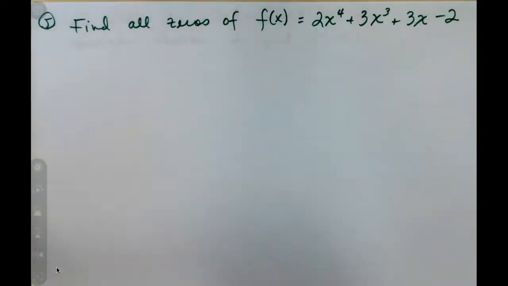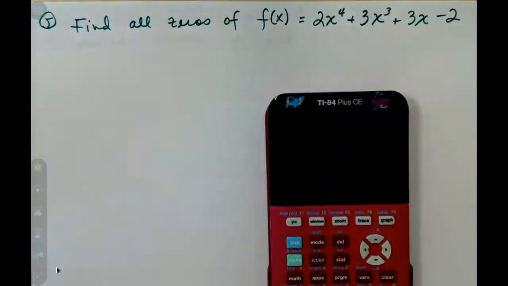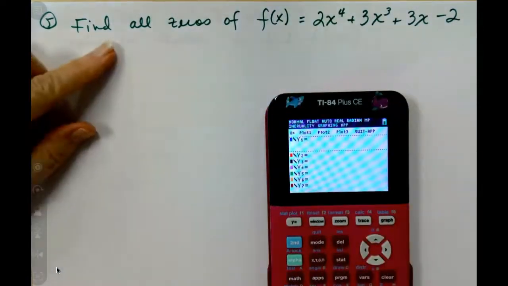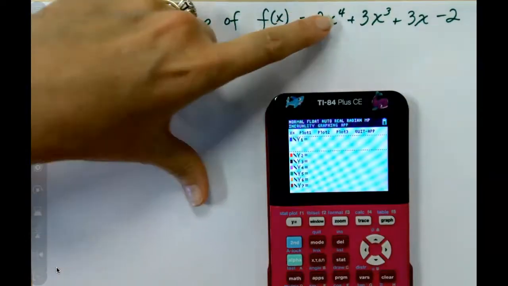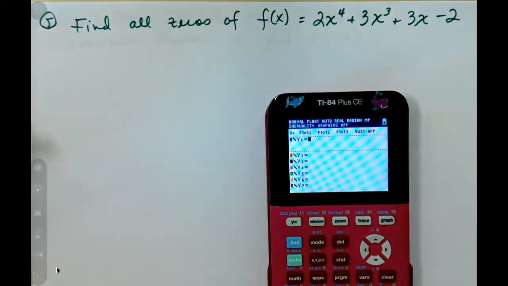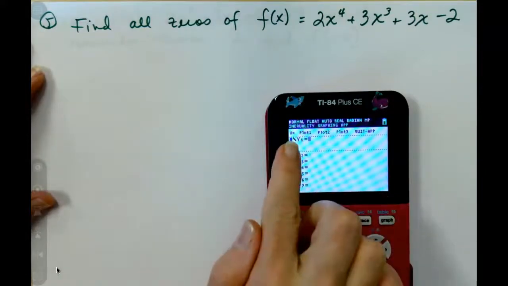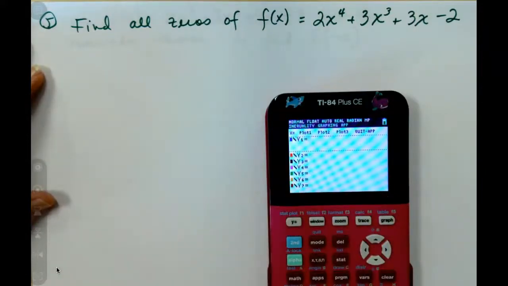Pre-Cal, welcome back to part 2 of this magical video, and we are picking up right where we left off, and we are finding the zeros of this quartic function. The first thing I'm going to do is graph it. So we need to input it on the y equals screen correctly, 2x raised to the 4th.